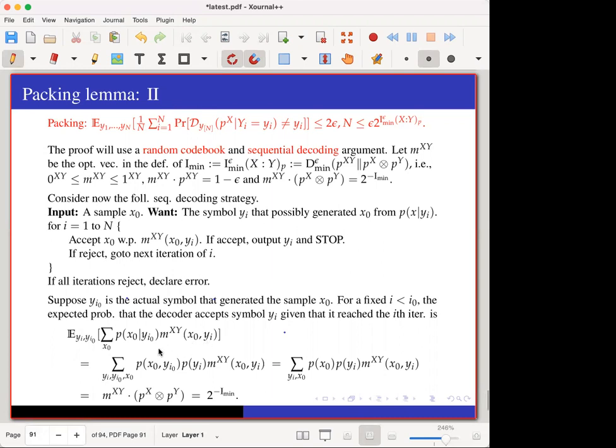And x naught, remember, is actually generated from I naught, not from I. So it is generated with respect to this conditional probability. So this is one particular sample x naught. I have to average over all x naught to get the probability of the decoder accepting at the ith iteration. And then I'm looking at the expected probability of error. So there's the whole sequence y1 to yn, but the only relevant ones here are yi and yi naught.